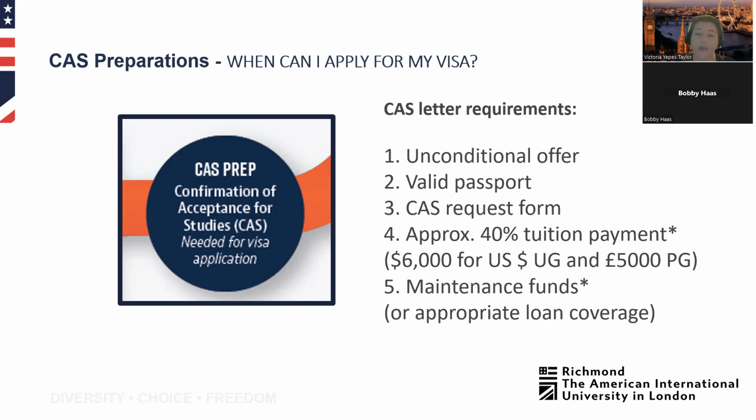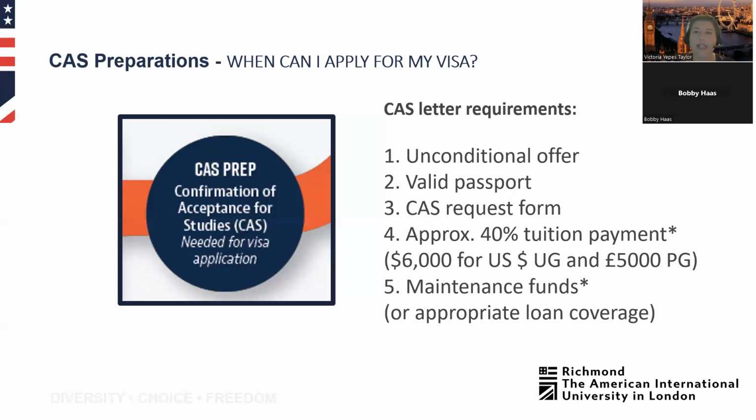So maintenance funds means the UK government wants to ensure that a student has enough funds to support themselves while they're in the UK. And we can all kind of debate how much a person needs to support themselves. I certainly remember, at Richmond, having friends on each end of the spectrum as far as monthly budgets and things like that. But they've calculated that it's about $16,500 that a student needs to support themselves while they're in the UK. So this amount could be included in any loan you plan to take out.